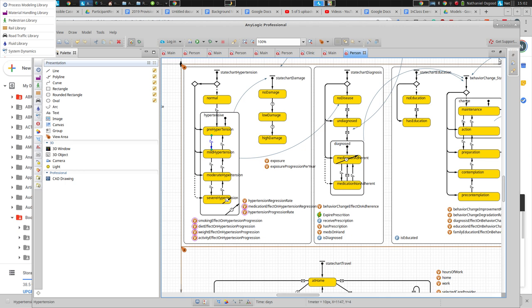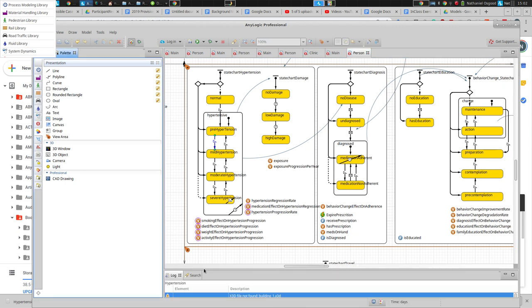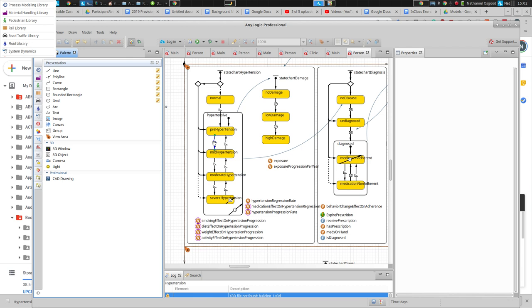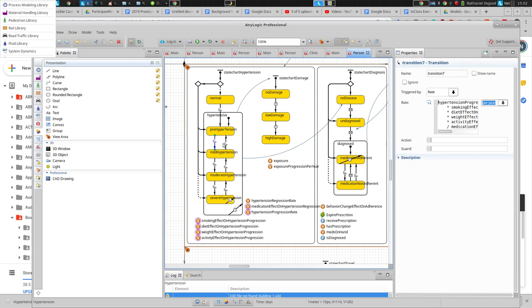And if we were to pull up the properties window, which I believe is hidden over here. Oh, it's not there. Okay, that's fine. I'll just go turn it on. View properties. One thing I'll notice, if I select one of these transitions, there we go, there's a rate associated with it. This is a rate involving hypertension progression and various effects of other risk factors on that progression.